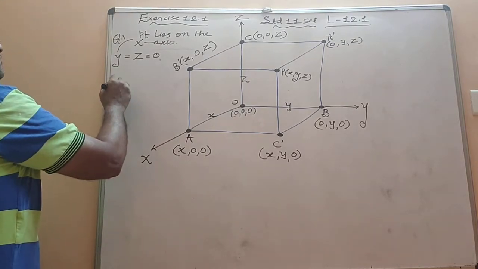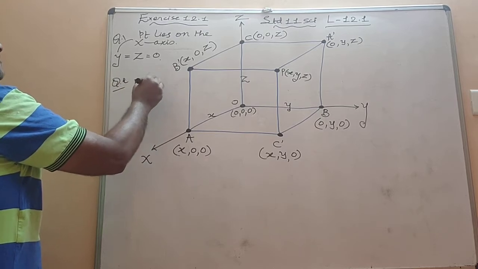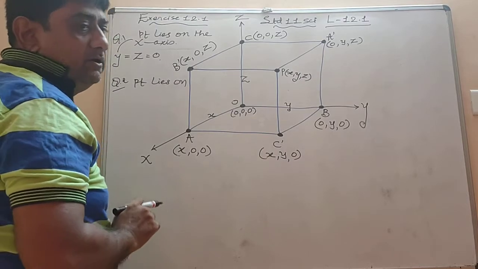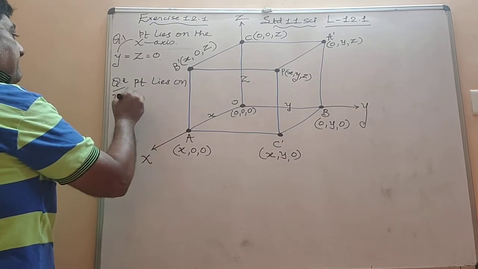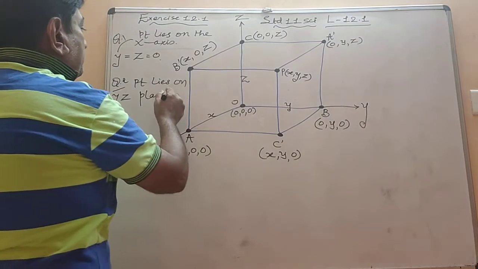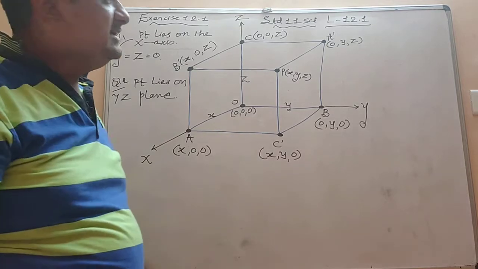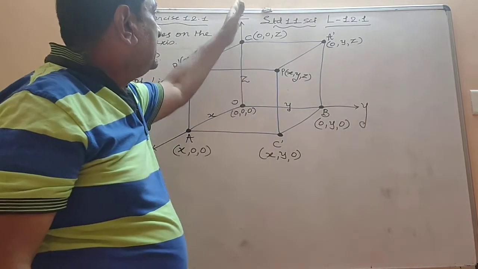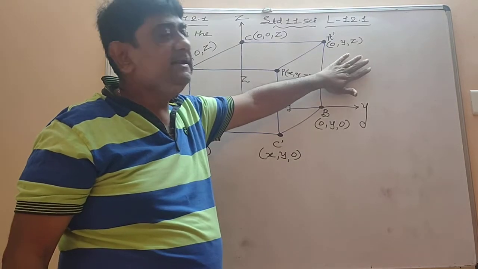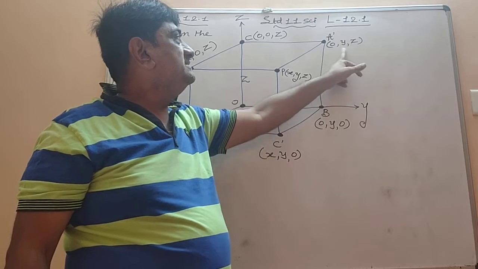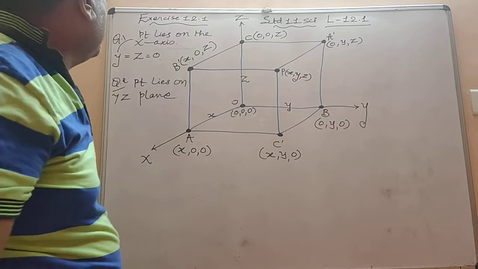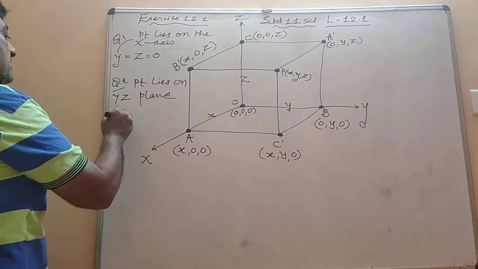Now question number 2. Point lies on yz plane. If point lies on yz plane, what is the meaning of yz plane? So y-axis and z-axis, these two axes form a yz plane, means this vertical plane. So on yz plane, element is 0, y, z. What about the x component? The x component is 0.